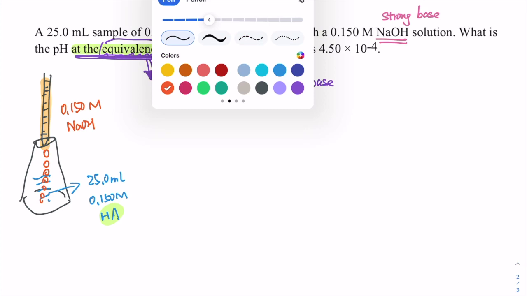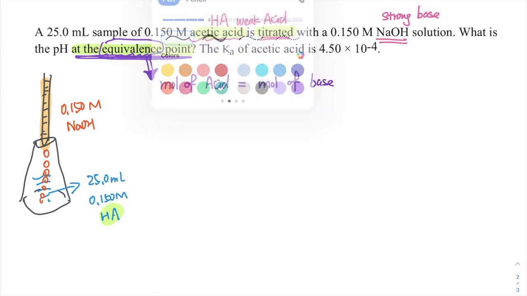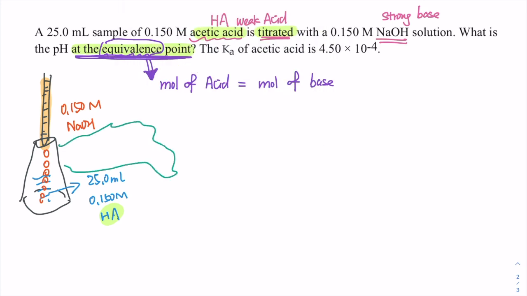Then the question will be, if they are completely reacted, what's going to be inside the Erlenmeyer flask? So that will be the question. What's going to be there? Let's see what happens if they react.